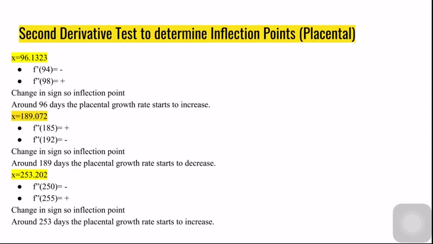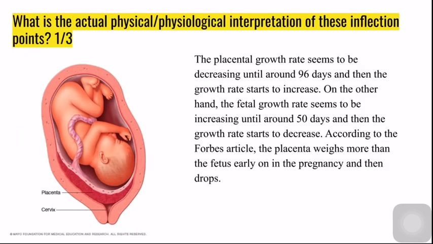This is the actual physical/physiological interpretation of these inflection points. So when we are looking at the first derivative graphs of fetal and placental growth rates, it seems that these graphs have peaks and dips. And at these peaks and dips are inflection points, which means that the growth rate is either increasing or decreasing.